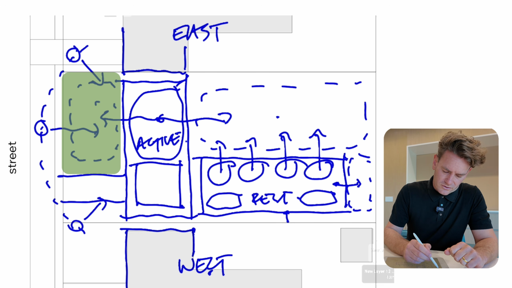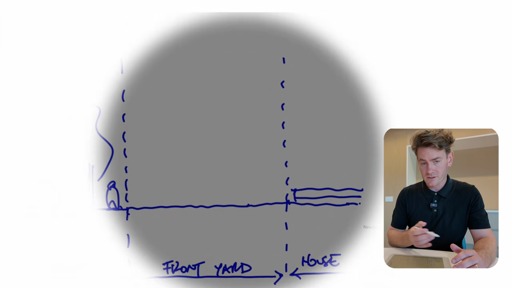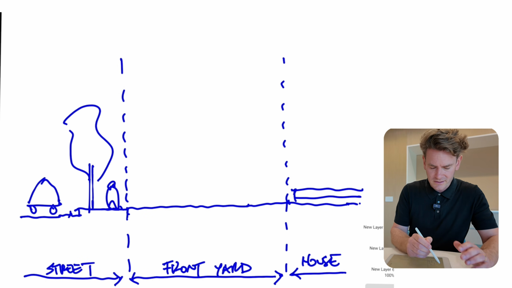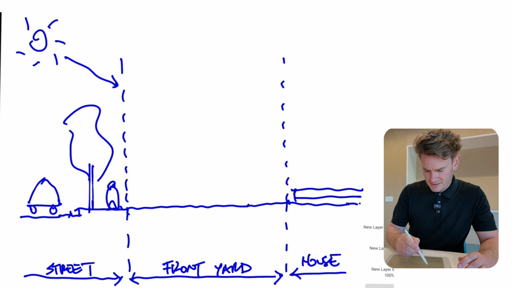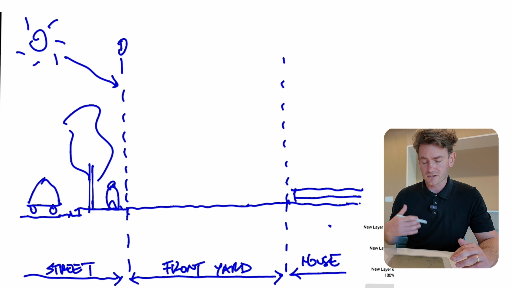So if I just draw a section through here, I'll show you just what this looks like. So if we look at this cross section where we got the street on one end, we've got the sun coming through up here, down over our site. This is the front boundary here. So what we want to manage is the privacy and security aspect to it.